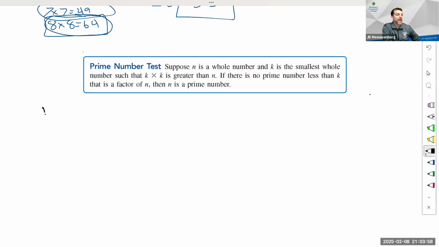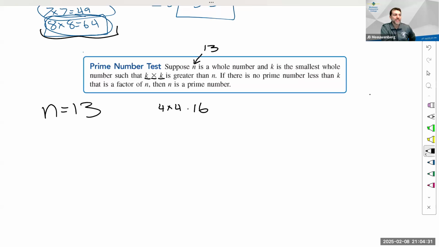Let's say n is equal to 13. We're going to use a smaller number to work with. n is a whole number, 13. k is the smallest whole number such that k times k is greater than n. So here's what I was doing earlier up there. What's the smallest perfect square that's greater than n? Wouldn't it be 16?